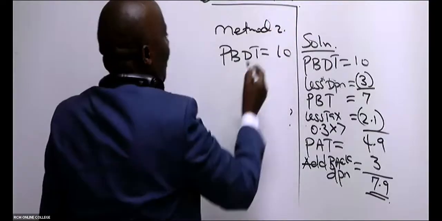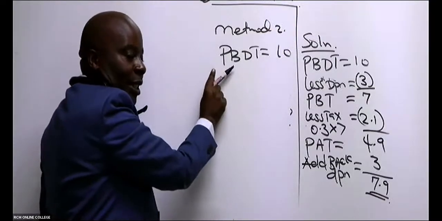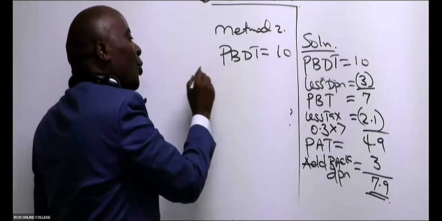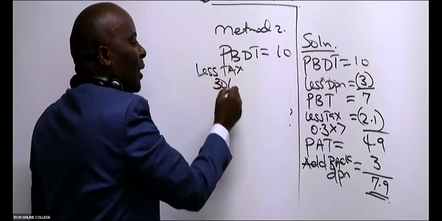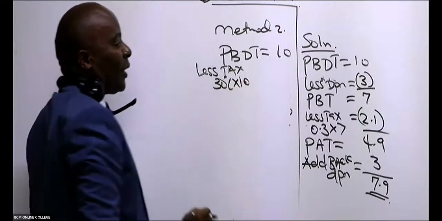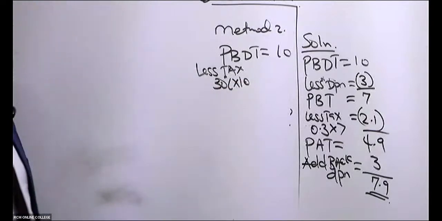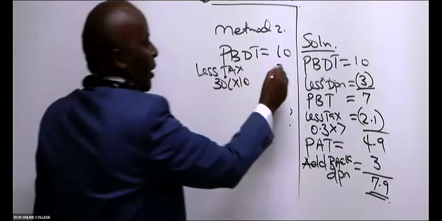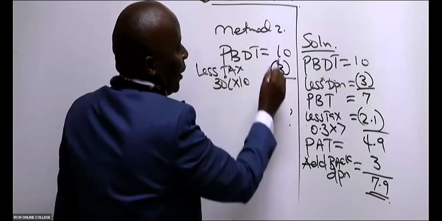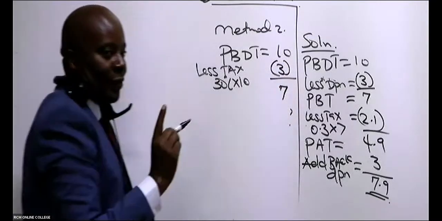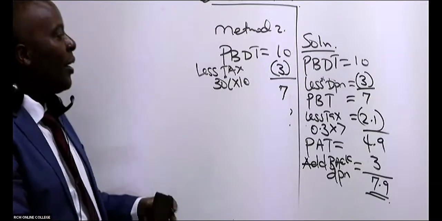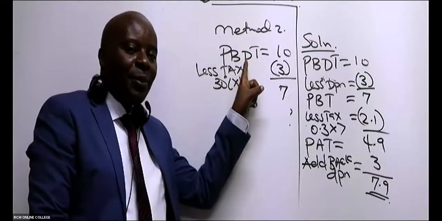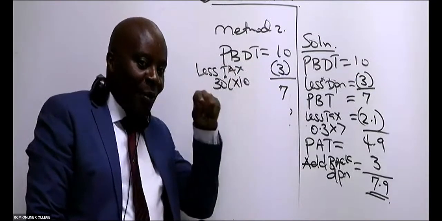Yeah. So in this case, this tax the way it is, this profit the way it is, you can go ahead and say less taxation, which will be 30% of this 10. 30% of 10 gives us 3, isn't it? So they subtract like that, which at the end of the day gives us 7. So if you're using this approach, remember, there is an element called depreciation, which is tax allowable, but you never subtract it.